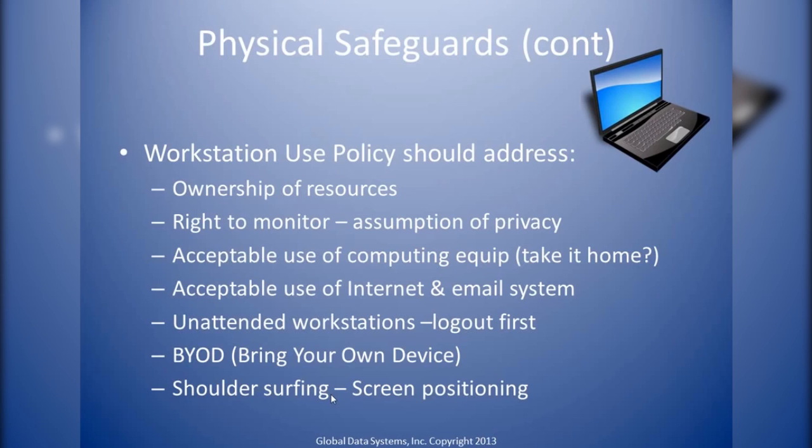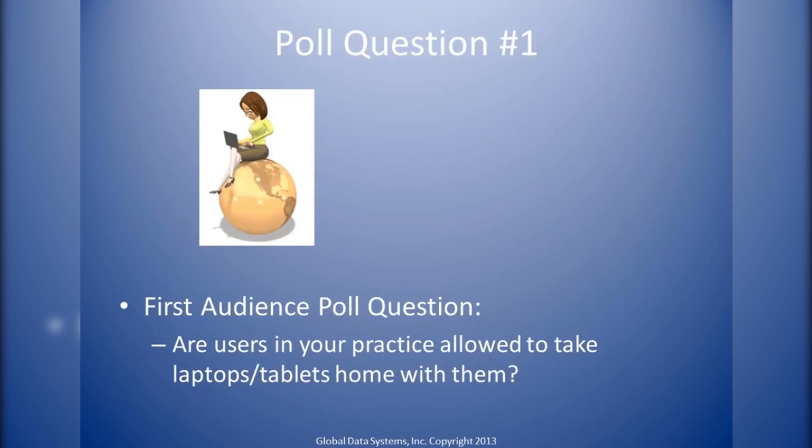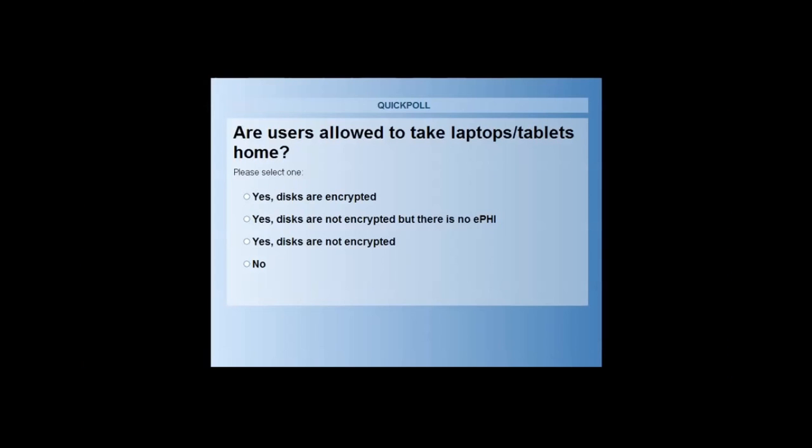Acceptable use of computing equipment: one of the biggest questions is, are you going to allow your users to take laptops home? Because that's clearly taking a bigger risk, and we need to figure out how we're going to secure those laptops when facility access controls are not protecting physical access to those devices anymore. Acceptable use of internet and the email system is very important. You need to decide if you're going to allow users to send ePHI at all via email. Usually it's no, because it's really illegal to send unencrypted ePHI via email.